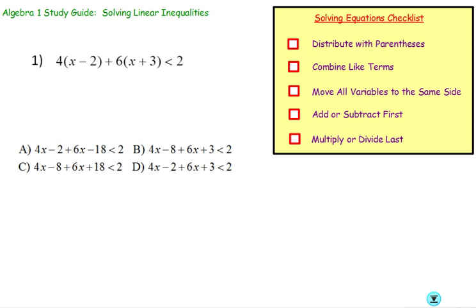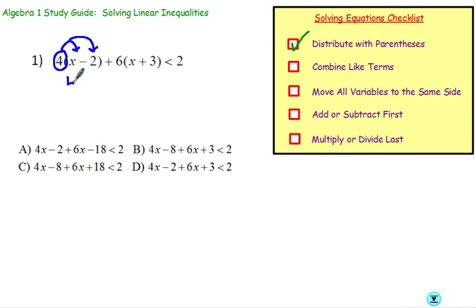Well, first thing on our checklist is to distribute with parentheses. So I do see parentheses. I see some parentheses here, and I see parentheses here. So what I want to do there is I want to distribute. Distribute means to multiply. So I circle the number that I want to multiply, which in this case would be 4. And I'm going to draw an arrow to where it is I'm multiplying, because I want to make sure that I multiply both of the numbers. Not just one of the numbers, but both of the numbers.